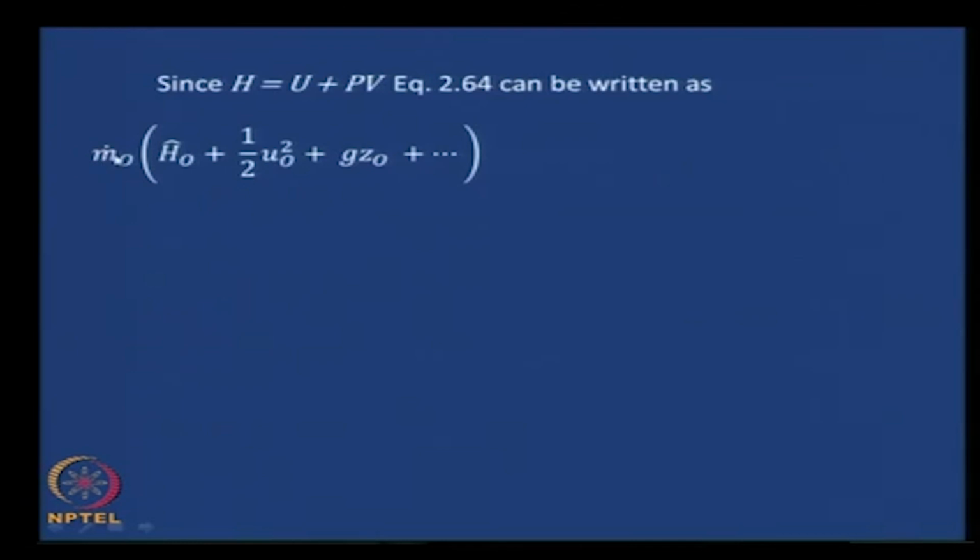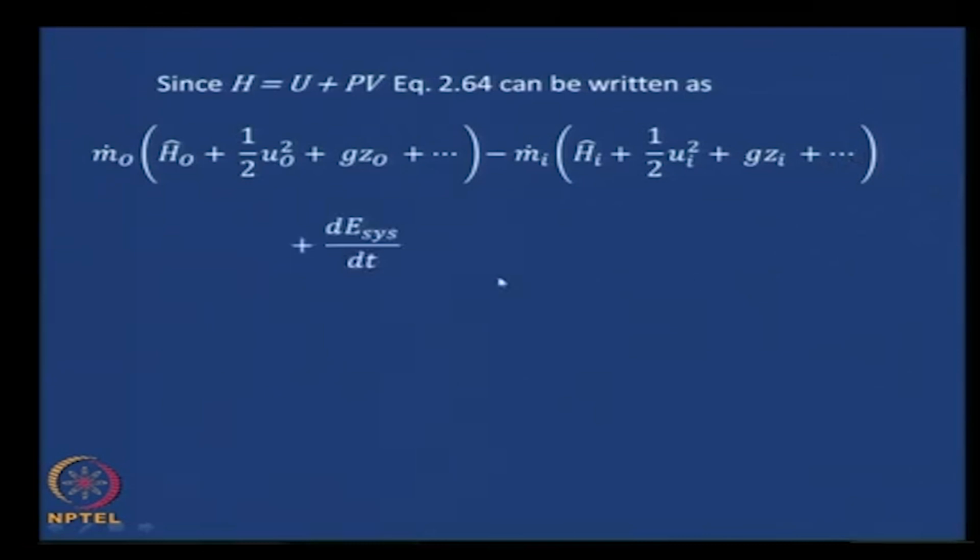Therefore, let us combine them and write this as mo dot times ho hat, the specific enthalpy of the outlet stream, plus the kinetic energy term half uo squared, plus the potential energy term g zo, into mo dot, plus the terms that correspond to the other energies, minus the corresponding things for the input stream: mi dot into hi hat plus half ui squared plus g zi plus the other terms, plus d/dt of the E of the system equals q dot minus Ws dot. Let us call this equation 265.